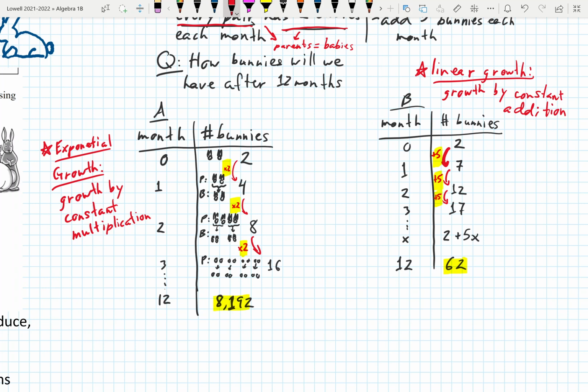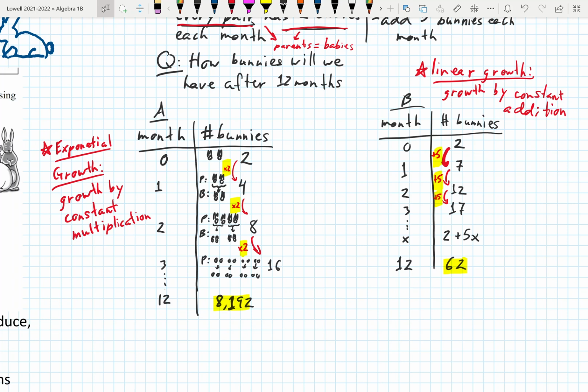One thing I do want to point out is this is why I don't like just saying linear growth is constant growth, because in a sense, both of these types of growth are constant. It's just what operation you use to grow is different. So again, linear growth, constant addition. Exponential is constant multiplication. Okay, I just wanted to pause there to double check something.